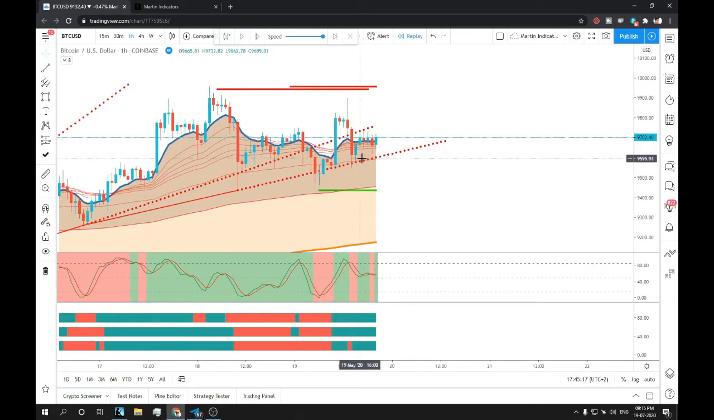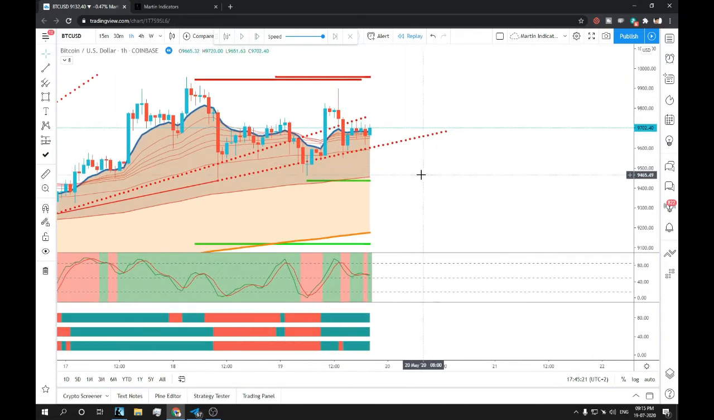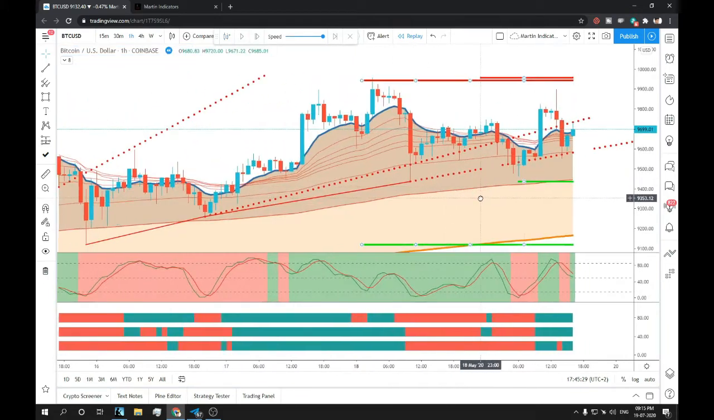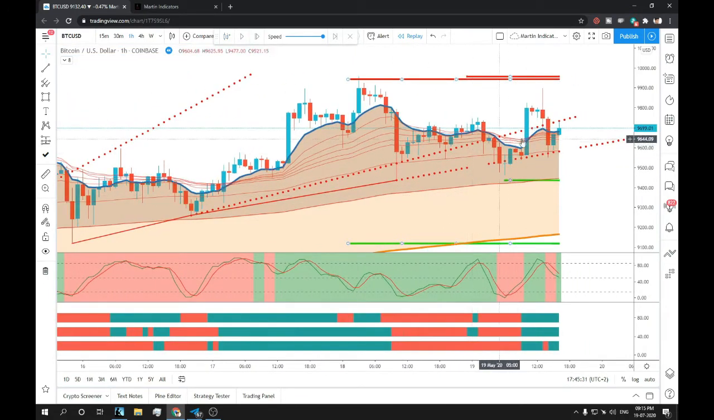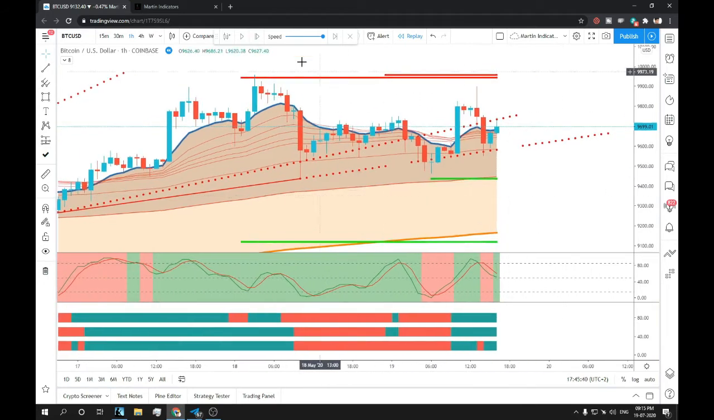Again we have a long, but until we break this resistance we will not take any trade. Until we get a good clear picture, we will not take it. So let's see, we have again a long signal over here. Will we take it? No, because we have this trend line resistance, again a resistance, and the stochastic trend is also showing that it wants to go down. So we will ignore this, because it's not showing a clear picture.